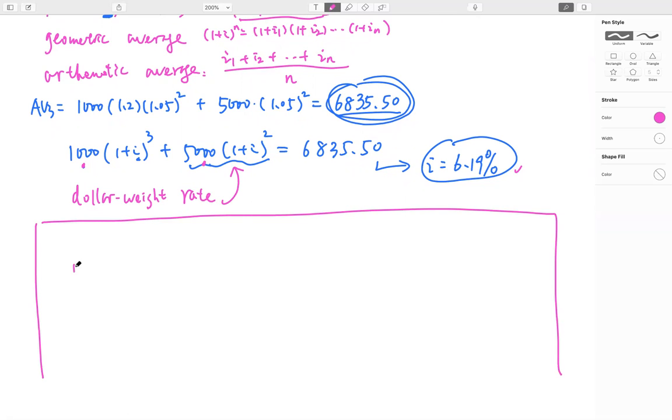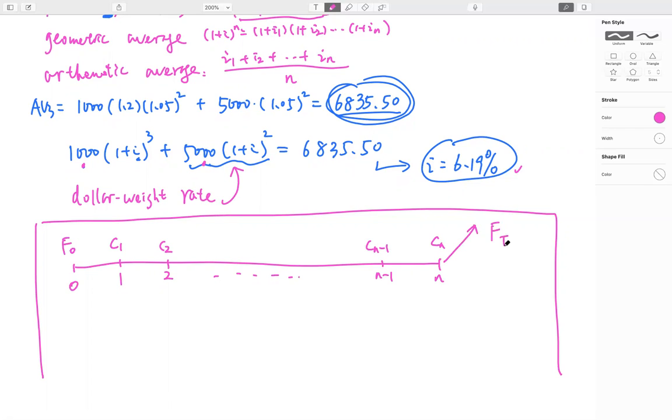So assume at time 0, the fund value is F0, and then I will have some contribution. If C1 is positive, that means this is a deposit. If C1 is negative, that means it's a withdrawal. So at this moment, we don't know the sign. We can have contribution in the very end as well, so here's C(n-1), here's Cn. In the end, my fund value is F_T, after the final contribution.